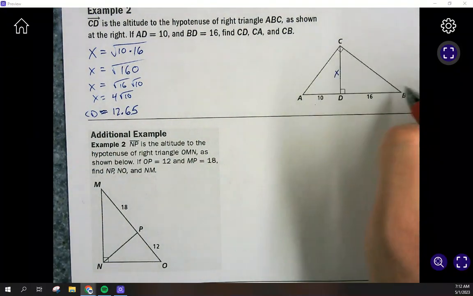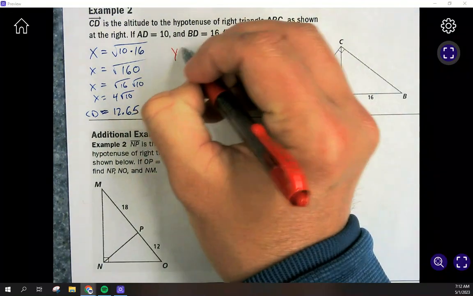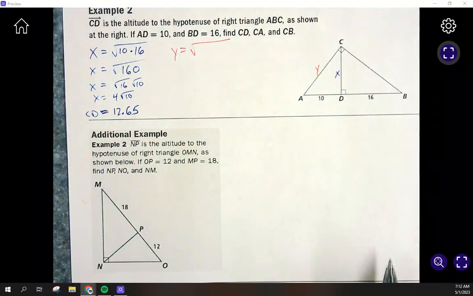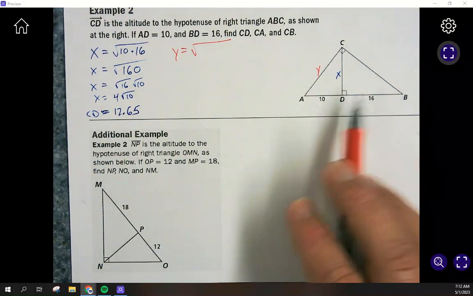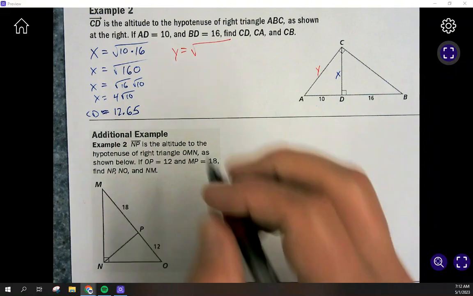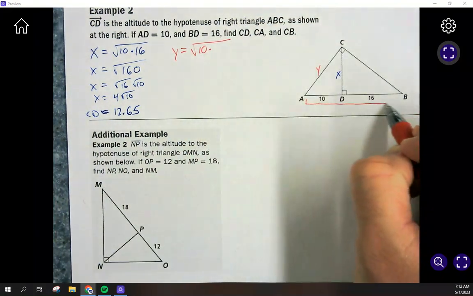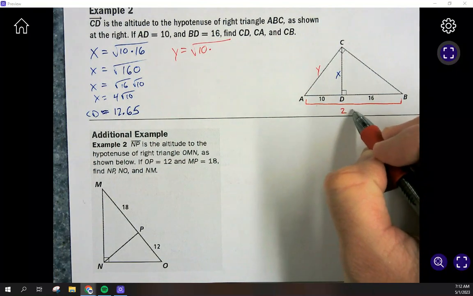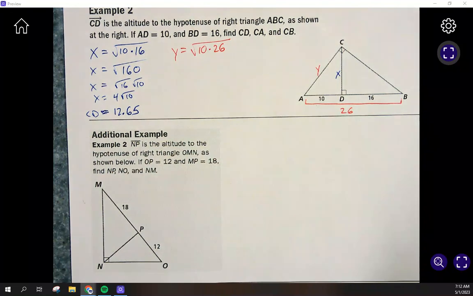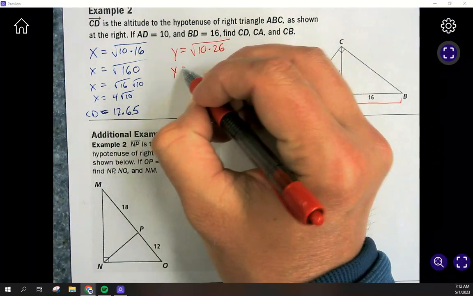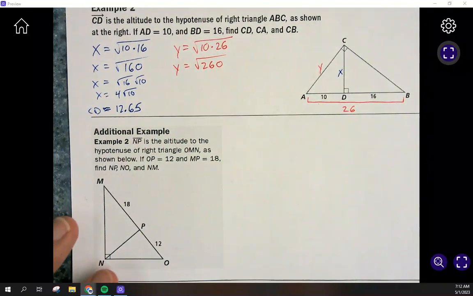Now let's do one of these legs. So let's do CA. I'm going to call this Y. So y is the geometric mean, meaning you multiply and take the square root of the full hypotenuse times the adjacent piece. So the adjacent piece is 10, and the full hypotenuse here would be all of this. So the 10 and the 16 together is 26. Okay, so I'm going to go ahead and multiply that.